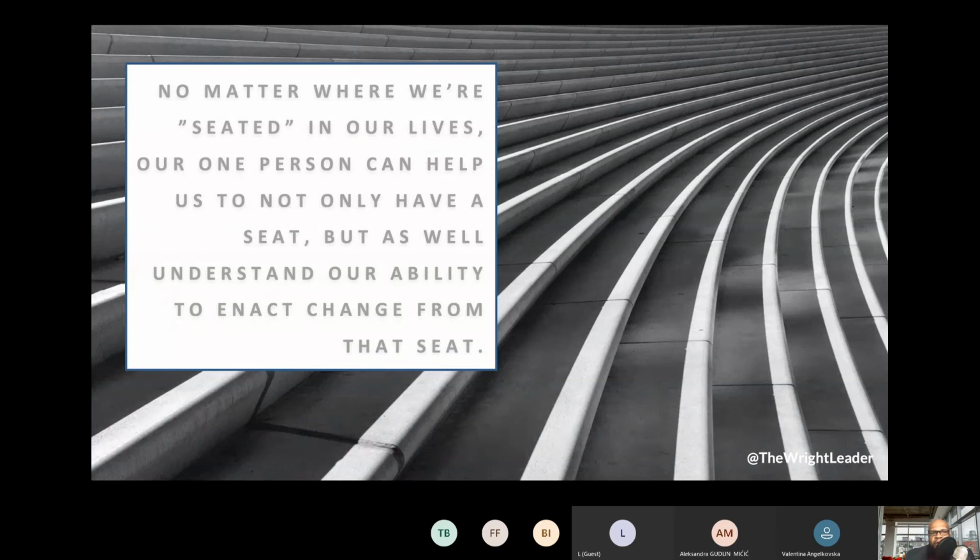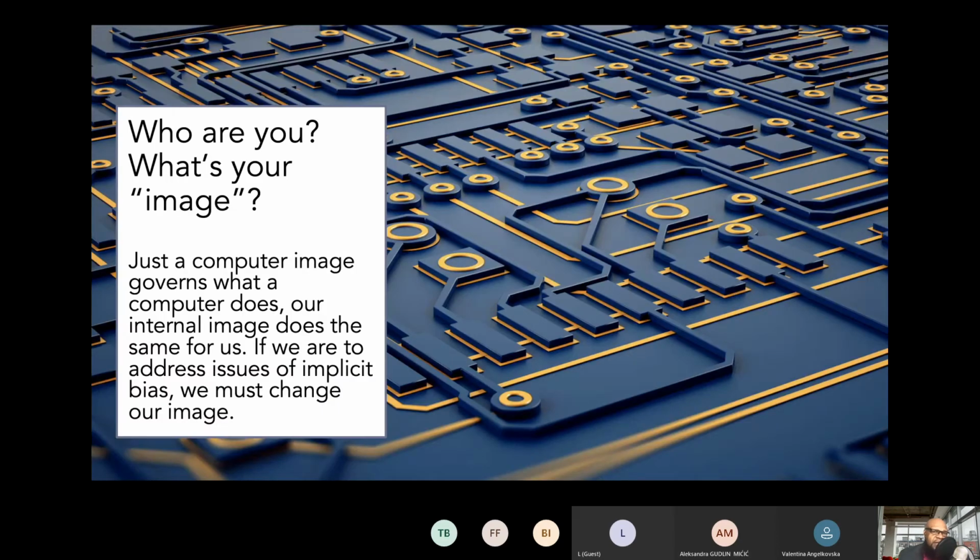No matter where we're seated in our lives, our one person can help us to not only have a seat where we are and to understand where we are, but also understand the impact. Again, our ability to change, our ability to add value, to enact change, to be a catalyst, to be a change agent. That one person can help us to have a greater understanding for that.